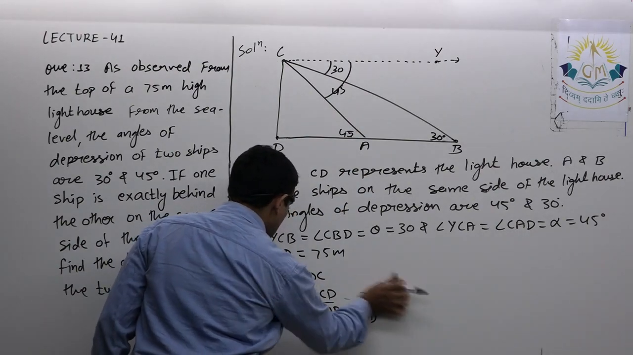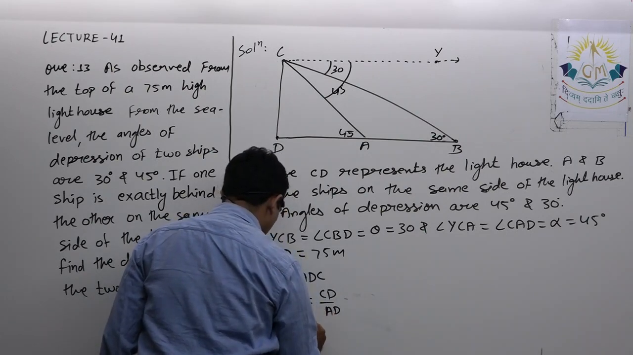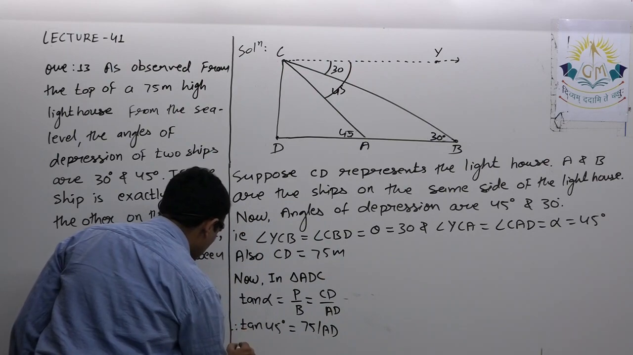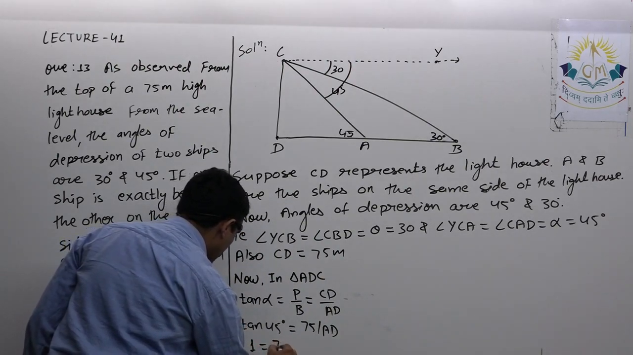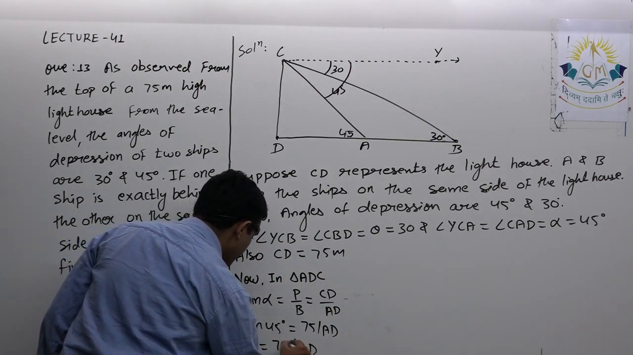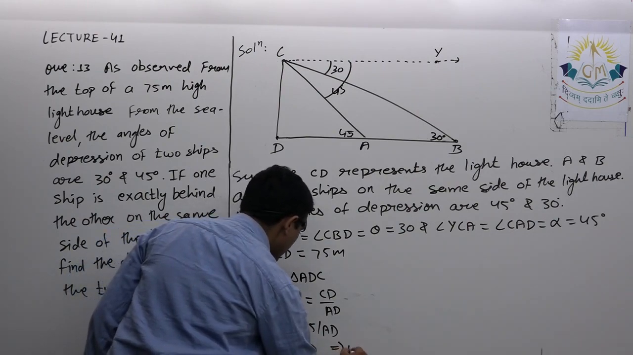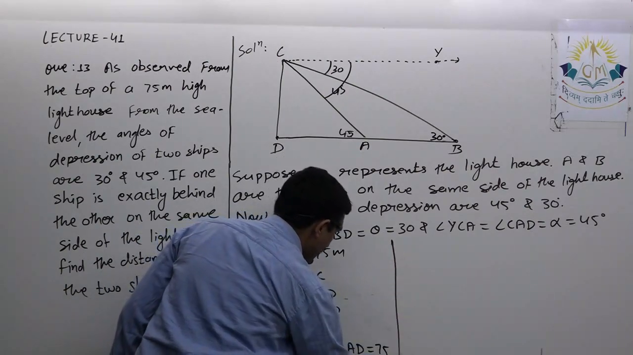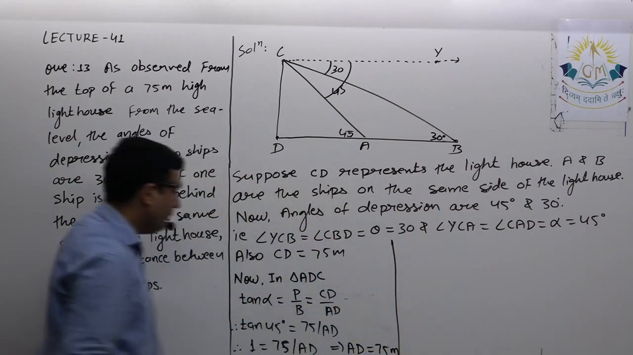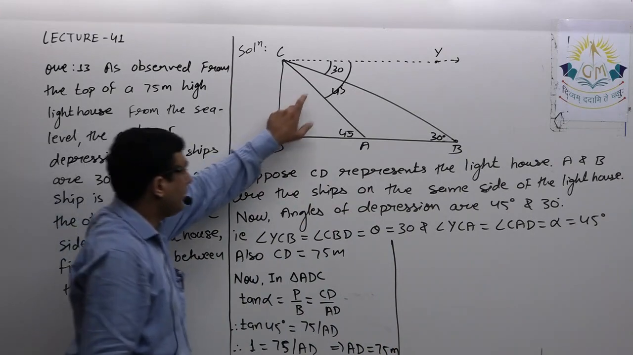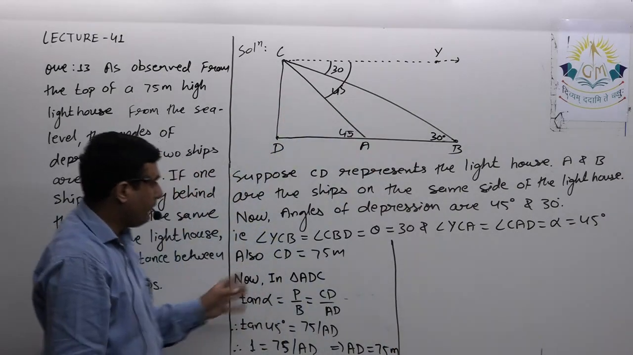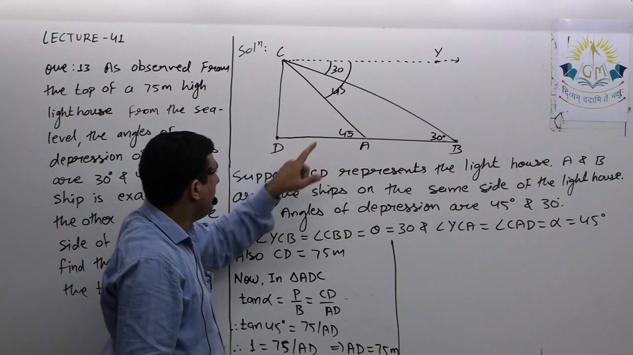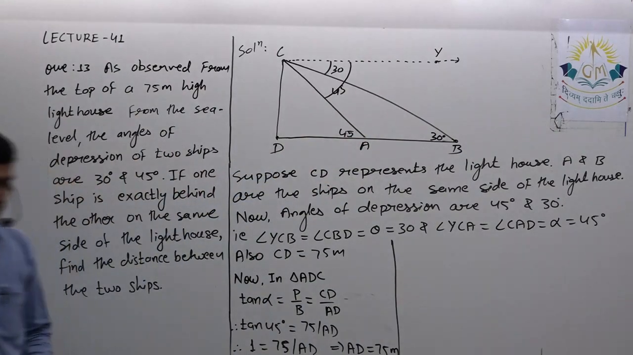So 75 upon AD. Tan 45 is equal to 1. So 1 is equal to 75 upon AD, which gives you AD is equal to 75 meter. Okay, AD is equal to 75 meter. So now we have to apply the trigonometric ratio in another triangle. Try to apply the trigonometric ratio in another triangle and get the length BD. Then I will give you its further solution.